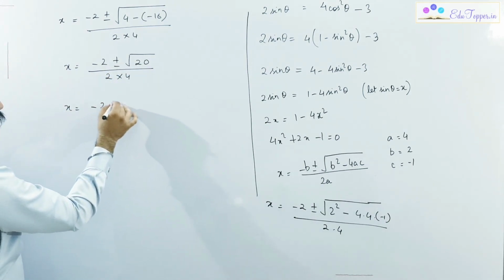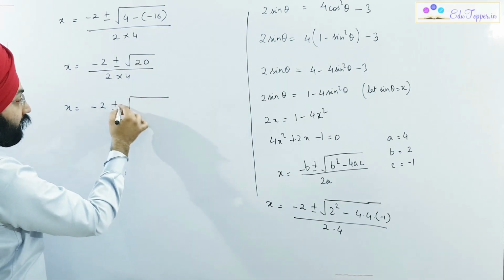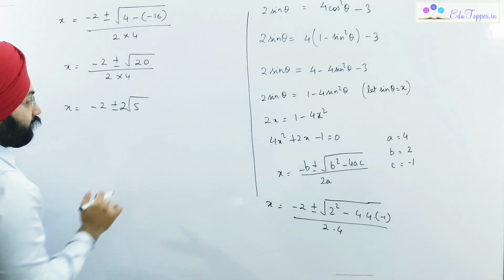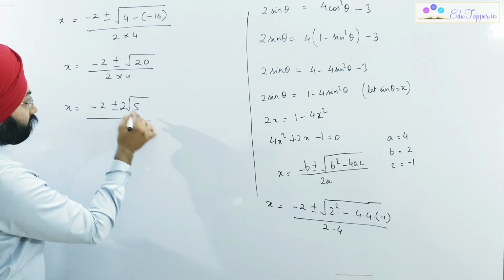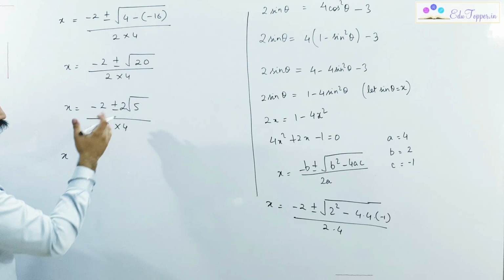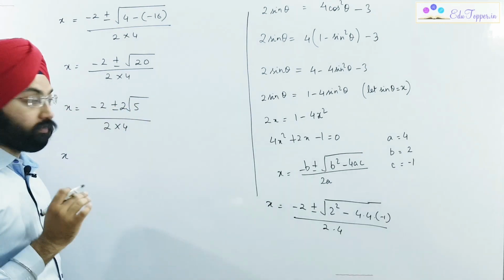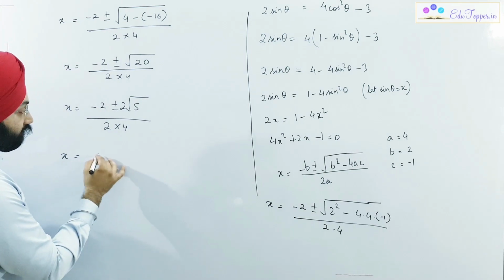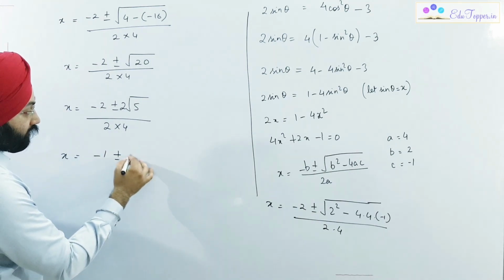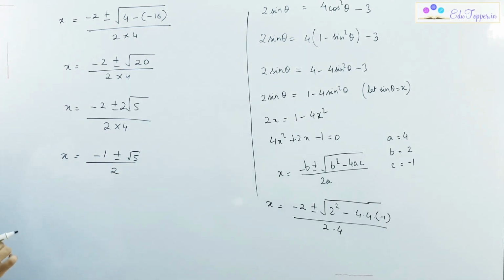So x will be equal to minus 2 plus or minus, see, root 20 can be written as 2 root 5, and in the denominator we'll have 2 into 4. So we'll take out 2 as common and we'll cancel it from the numerator as well as the denominator. So we'll have minus 1 plus or minus root 5 divided by 2 as the value of x.